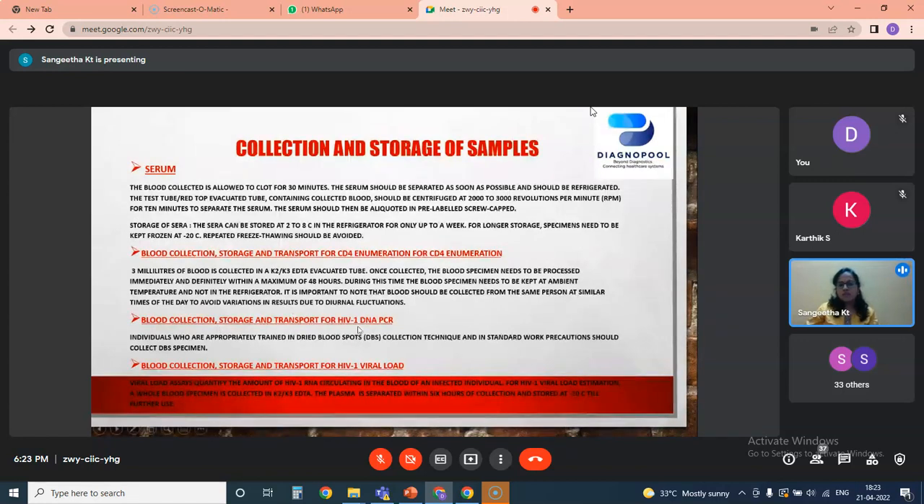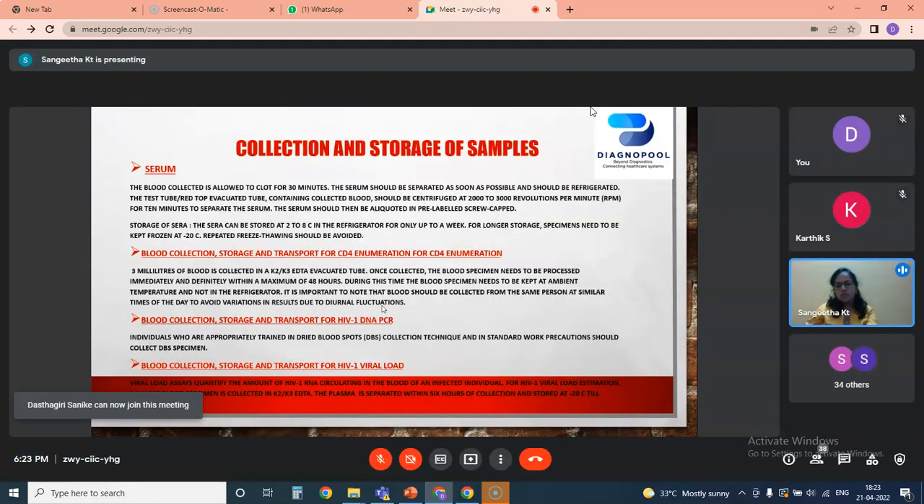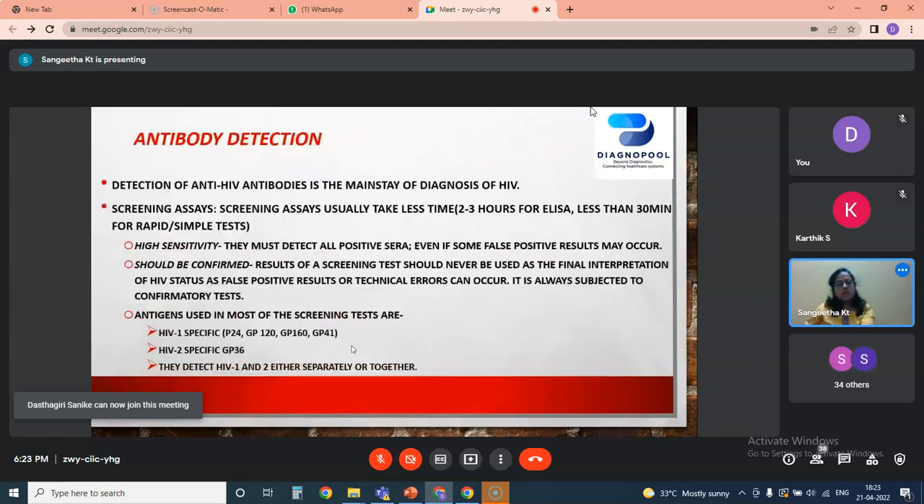For HIV DNA PCR, we mainly use a dried blood spot, and for HIV viral load, we mainly collect blood for the plasma. The whole blood is collected in EDTA, and the plasma should be separated within 6 hours of collection, and it can be stored at minus 20 if you want. If there is a delayed transport, you can store it at minus 20.